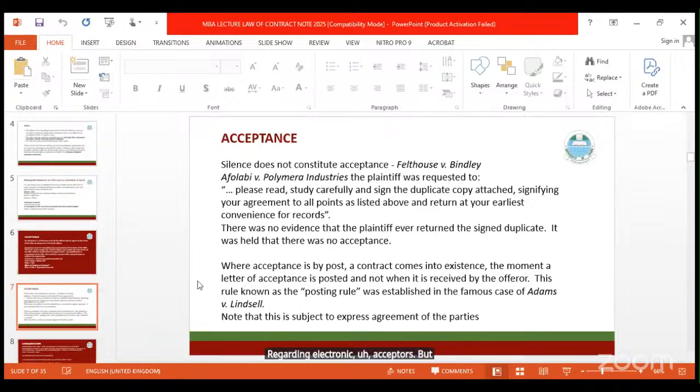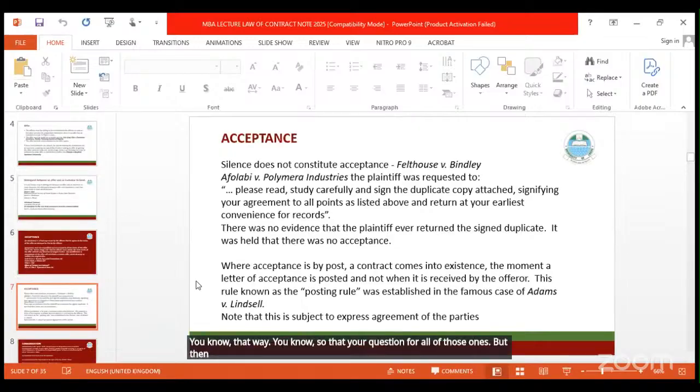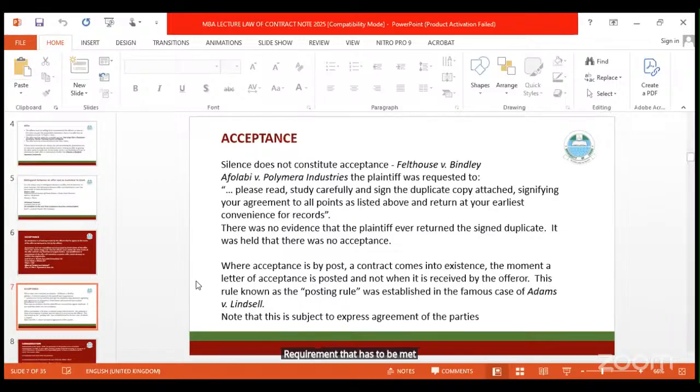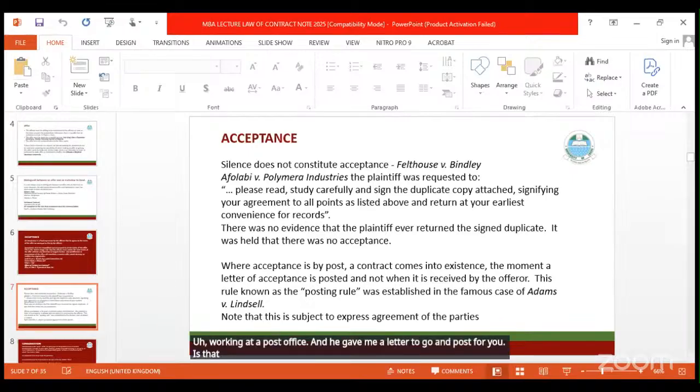But of course, if you read the case very well, they both try to justify the post office as agent, and that if the parties don't want to use the post office, they will remove it from their own contracts. They don't want the postal rule to apply, and things like that. That is more convenient that way. So there's justification for all of those. But then there is also a requirement that has to be met. That is, for instance, that the letter must be properly posted. So, example: if you have a neighbor who is working at a post office, and you give me a letter to go and post for you, is that valid posting?